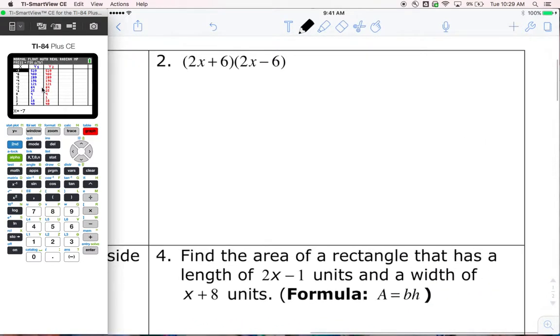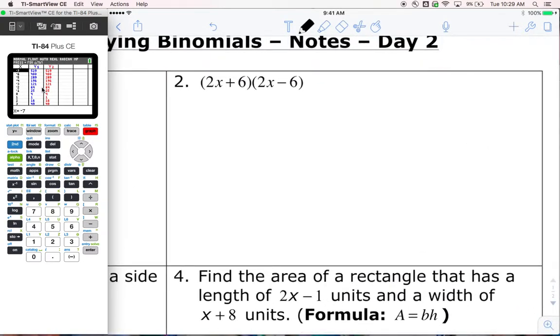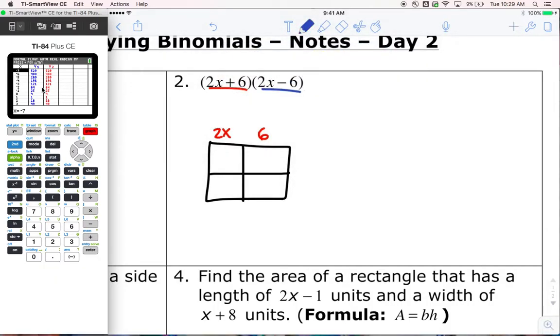All right, let's look at problem 2. We've got 2x plus 6 times 2x minus 6, and we're going to do the box method again. Here's my box, and we're going to line everything up on the sides. So we've got 2x plus 6, and on the other side, we've got a 2x and a negative 6. And now we multiply. In this box, we're going to multiply 2x times 2x, which is going to give us 4x squared. Here in this box, we're doing 6 times 2x, which we know is 12x.